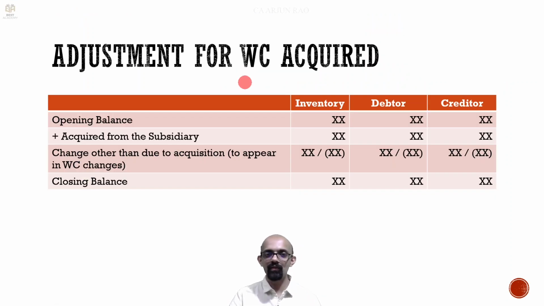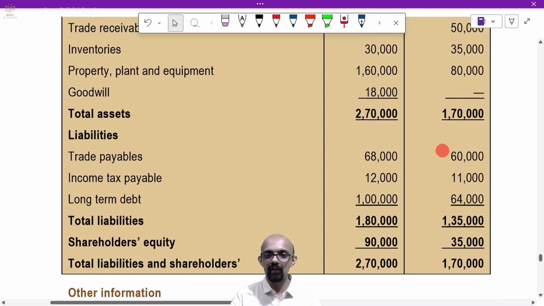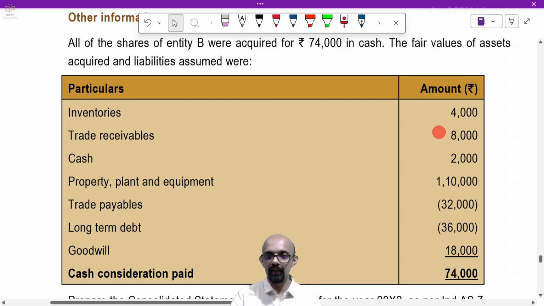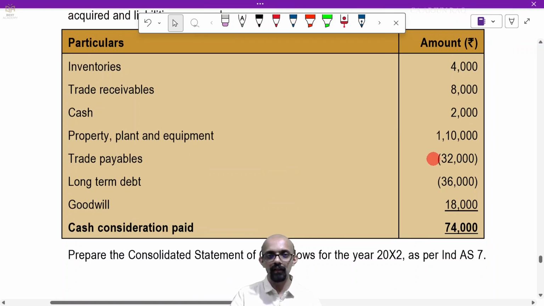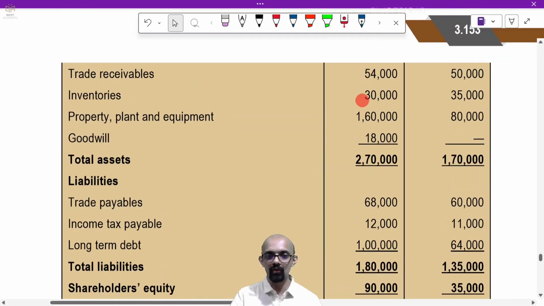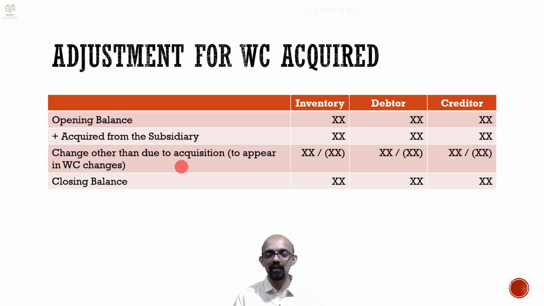Essentially, we need to prepare this working. So, the opening balances in this question are 50,000 trade receivable, 35,000 inventory, and then 60,000 trade payable. Then what is it that we have acquired from the subsidiary? Those are given here: 4,000, 8,000 trade receivable, 32,000 trade payable. And then we write the closing balance. So, the closing balance we write is this 54, 30 and 68. The balancing figure will represent the change other than due to acquisition that will appear in working capital changes in the consolidated cash flow statement.